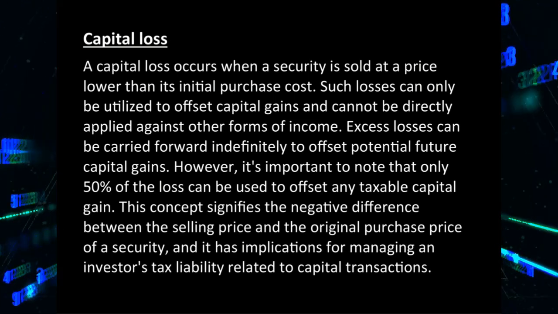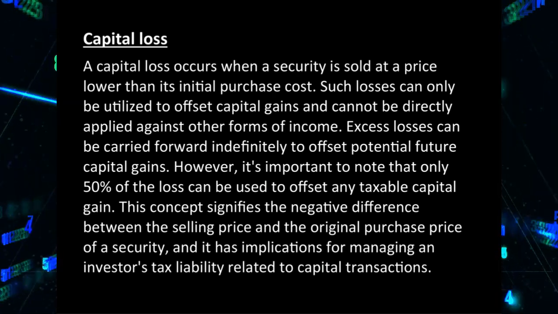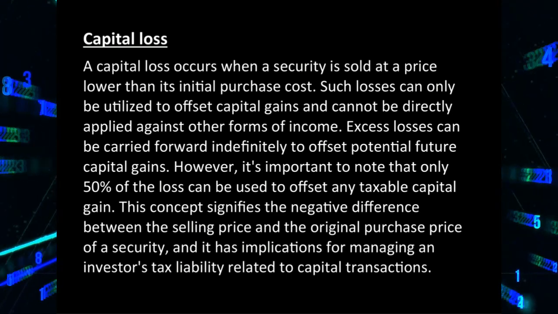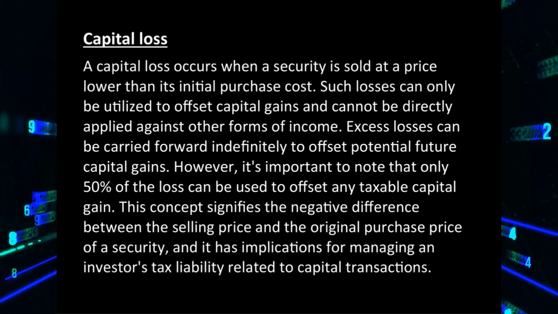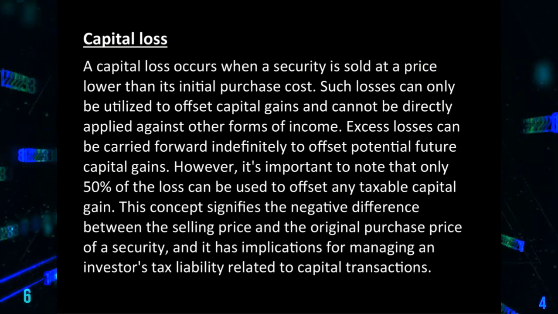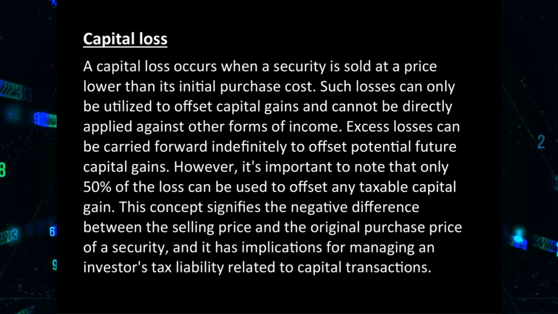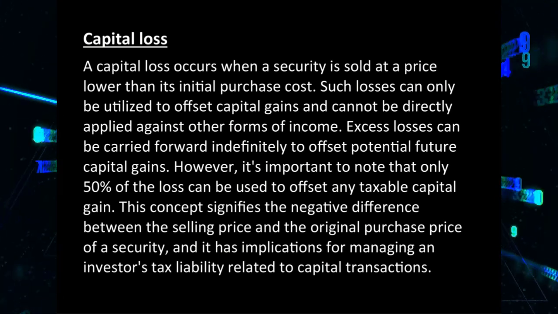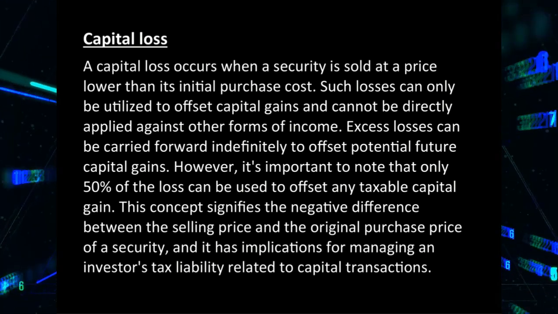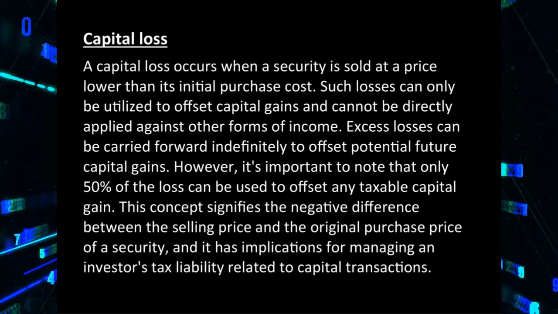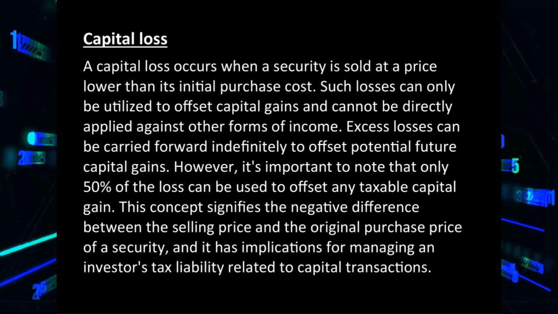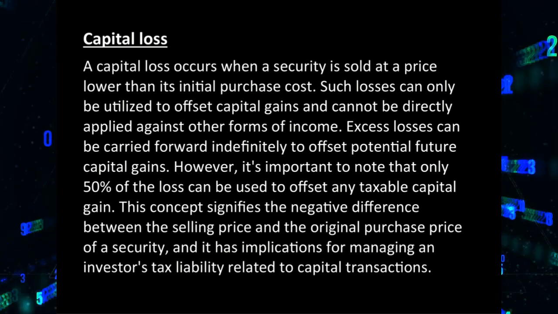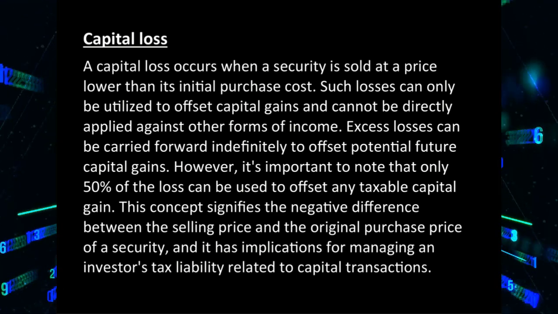Capital loss. A capital loss occurs when a security is sold at a price lower than its initial purchase cost. Such losses can only be utilized to offset capital gains and cannot be directly applied against other forms of income. Excess losses can be carried forward indefinitely to offset potential future capital gains. However, it's important to note that only 50% of the loss can be used to offset any taxable capital gain. This concept signifies the negative difference between the selling price and the original purchase price of a security, and it has implications for managing an investor's tax liability related to capital transactions.